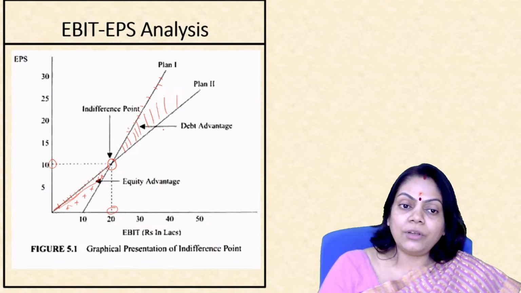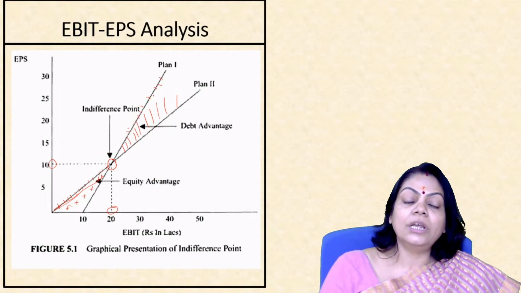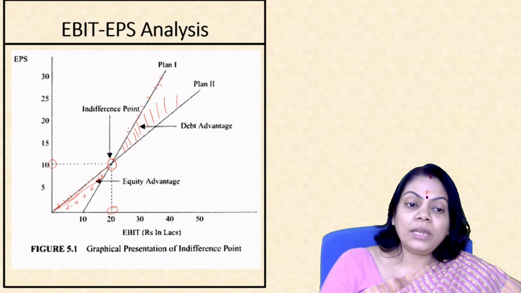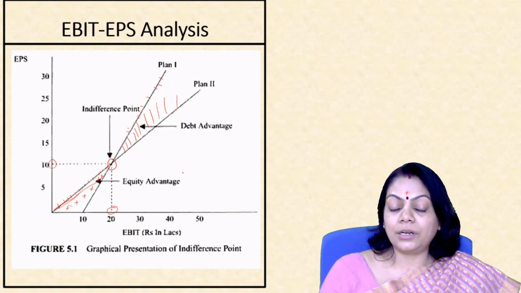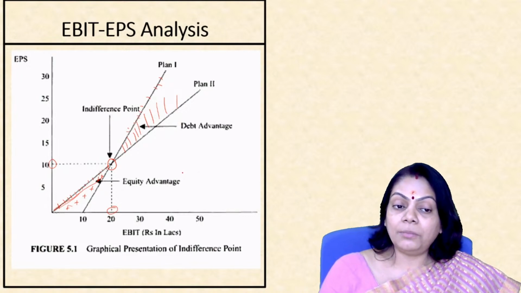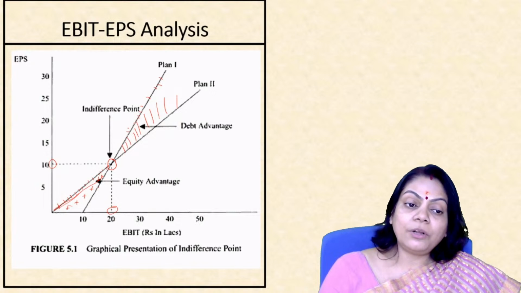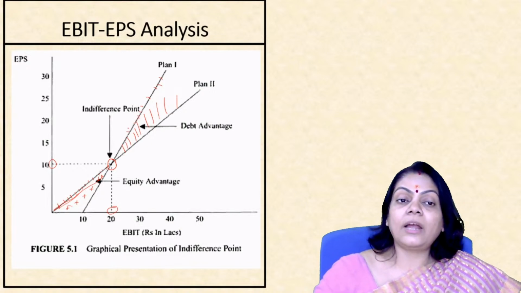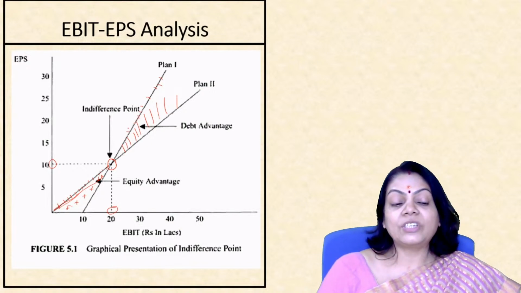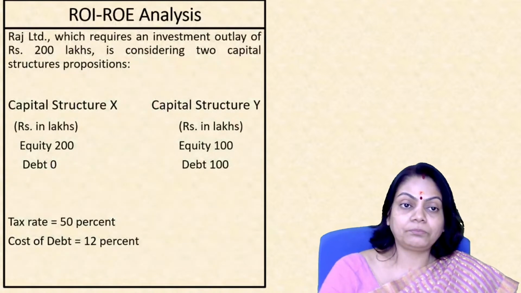I draw a perpendicular here, I draw a perpendicular here. So this segment of line is giving me a higher EPS. Now the point is, plan 1 is better if you talk about higher than 20 lakh EBIT, and plan 2 is better if you are talking about below 20 lakh EBIT. So whatever is your forecast of EBIT, accordingly you can choose the financial plan suitable to you.